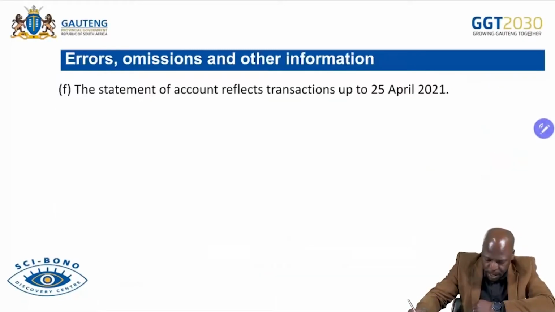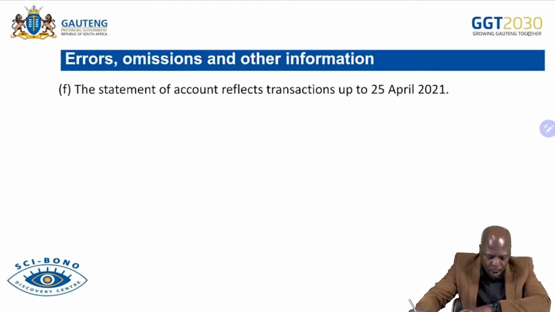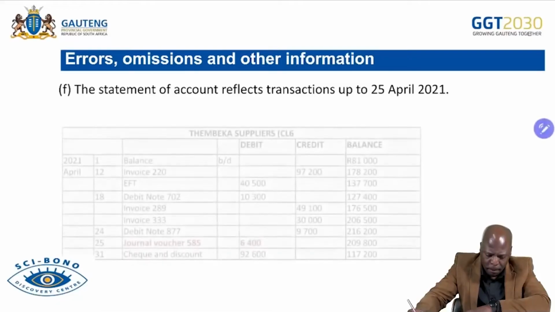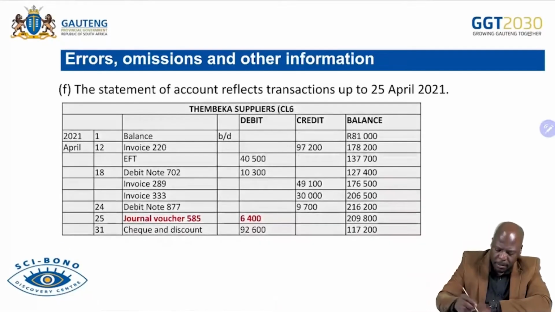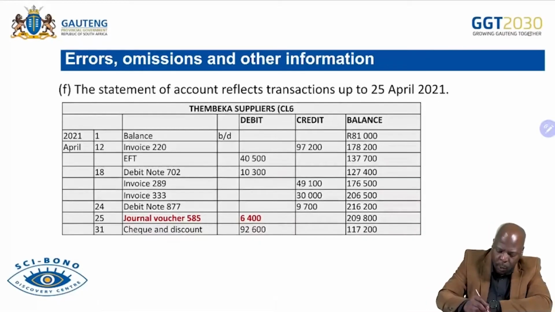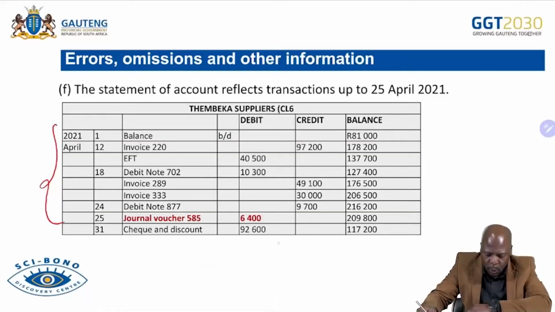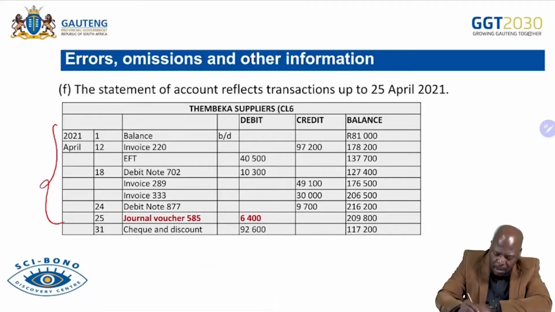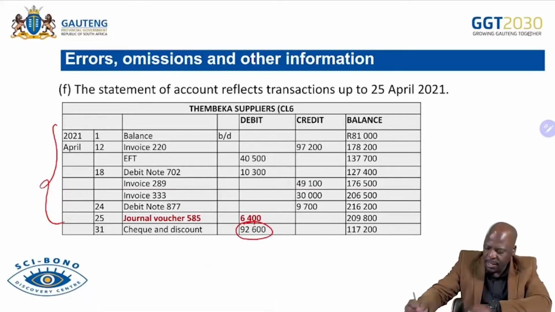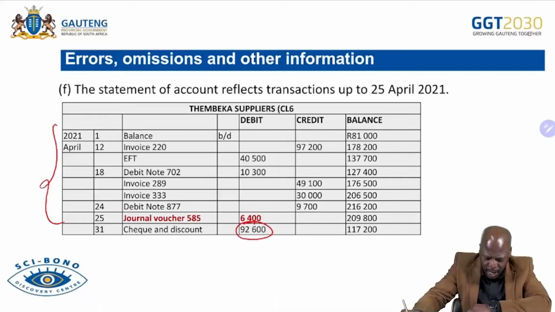I want us to go now to information F, and it reads, the statement of account reflects transactions up to the 25th of April. And on the statement, it simply means whatever is coming after the 25th of April, which is up to here, was not recorded on the statement. And here we have a payment of 92,600.